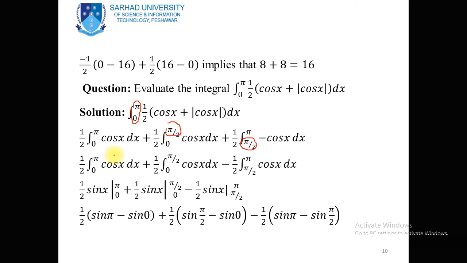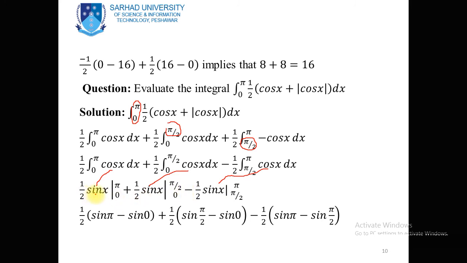Now simply, the integration of cos is sine x, and similarly the integration of cos is again sine x. So for these three integrations, just the limit is different. For the first term the limit is from 0 to pi, for the second term the limit is from 0 to pi by 2, and for the third term the limit is from pi by 2 to pi.